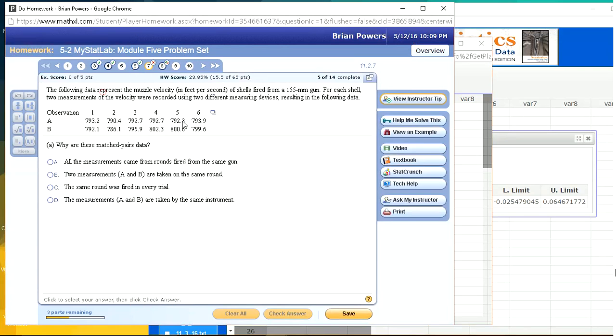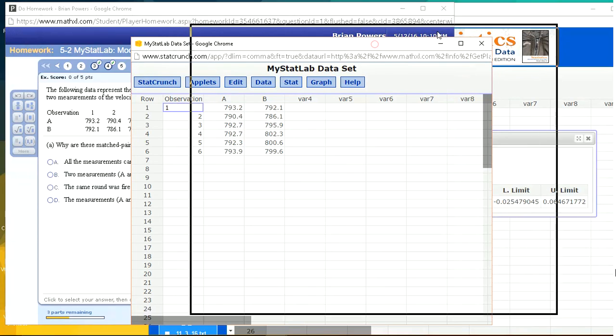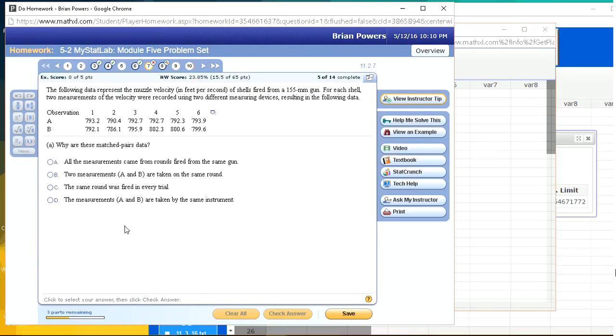Anytime you see this little button next to a table of data, you have the ability to open it in StatCrunch, and you'll get a little data set here. Okay, now let's look at the question. Why are these matched pairs?